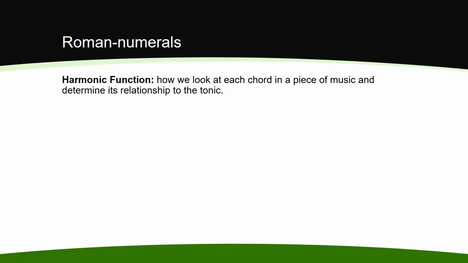One of the primary musico-theoretical concepts of the Common Practice period is that of harmonic function: how we look at each chord in a piece of music and determine its relationship to the tonic. One way that we can begin to see this relationship is through the use of Roman numeral analysis.